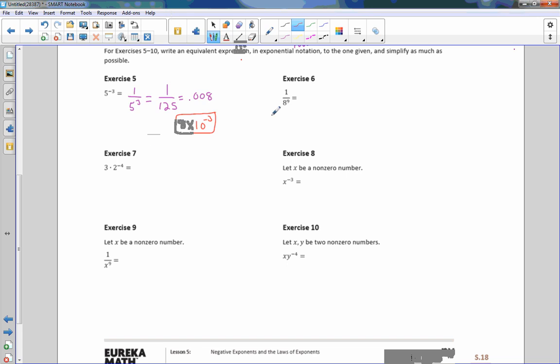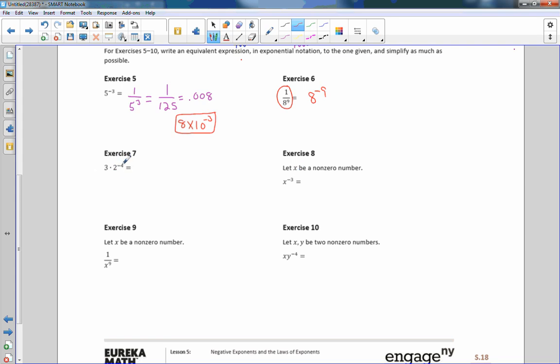All right, exercise 6, 1 over 8 to the 9th power. All we're going to do is write an equivalent in exponential notation to the one given. So what they're trying to tell us is we don't want to have a fraction here, so I'm going to change this to 8, and since the 9 was positive and I'm flipping it, that's going to change it to negative 9. We're working backwards on this one. So 8 to the negative 9 equals 1 over 8 to the positive 9.